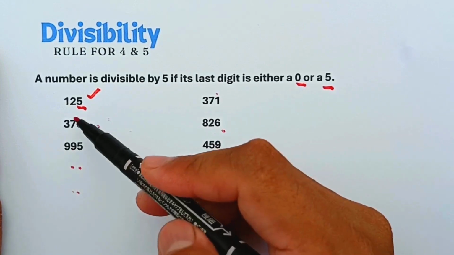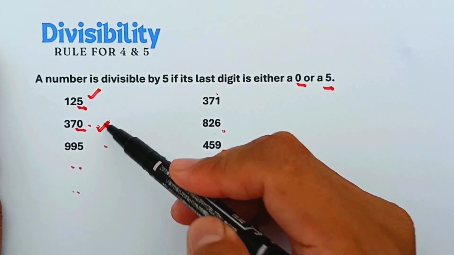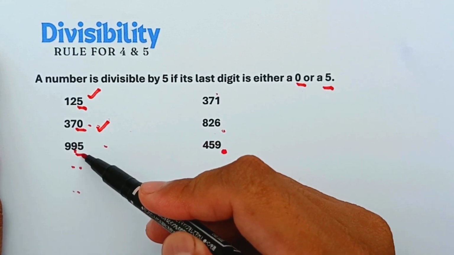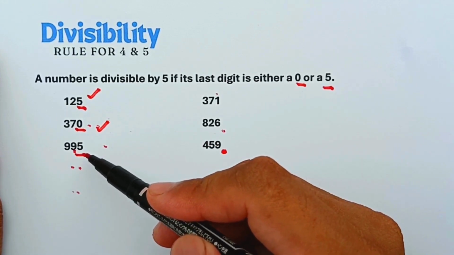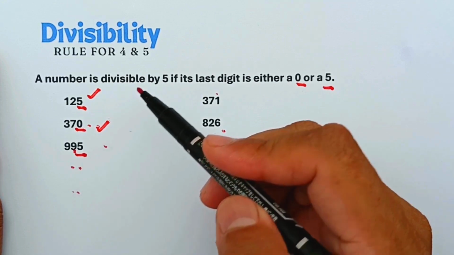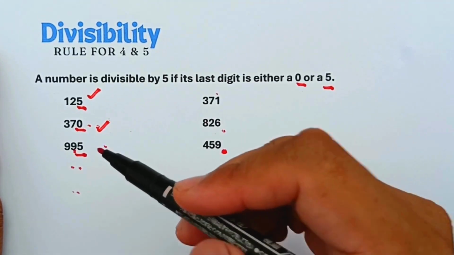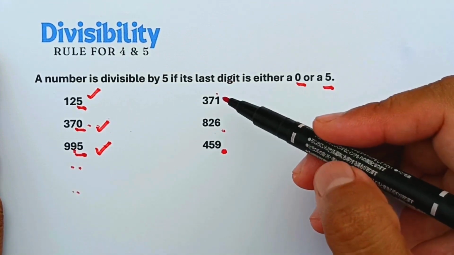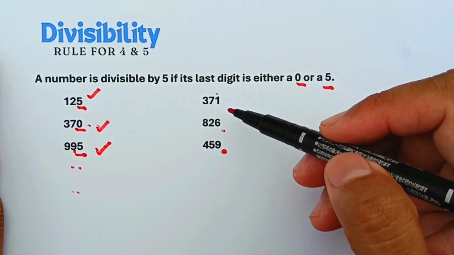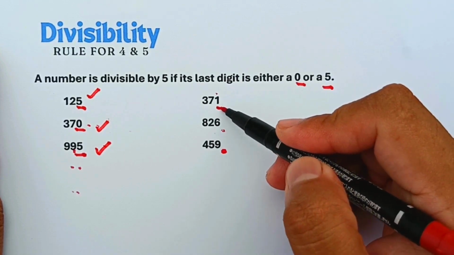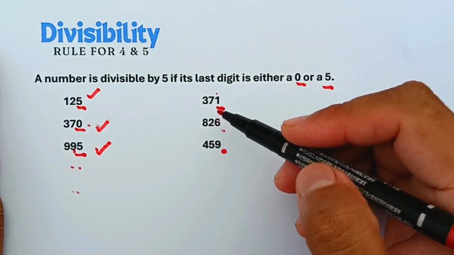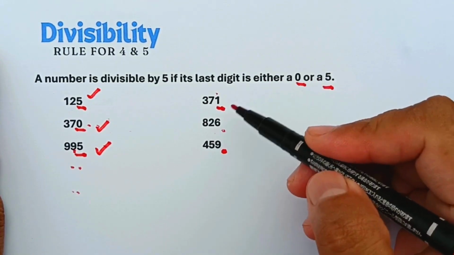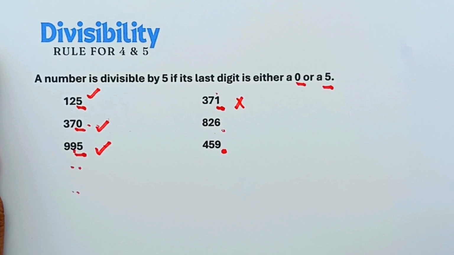For 370, the last digit is 0, so still this is exactly divisible by 5. For 995, the last digit is 5. This still fits the criteria for the divisibility rule for 5, wherein the last digit should be either 0 or 5. So 995 is still exactly divisible by 5. Now, let's move on to the fourth example, 371. The last digit here is 1. This does not fit the criteria that the last digit should be either 0 or 5, so this is not exactly divisible by 5.